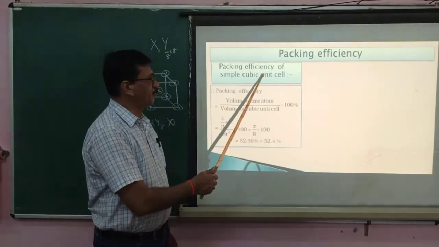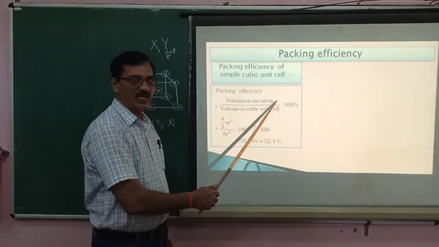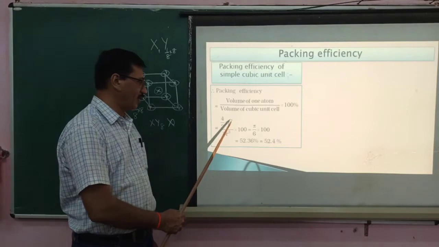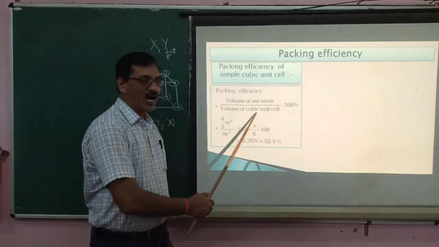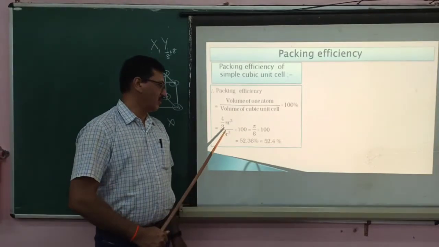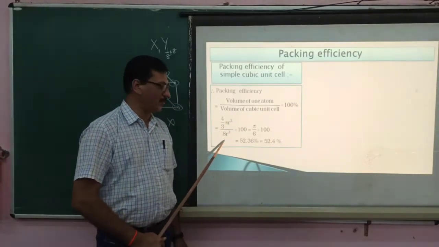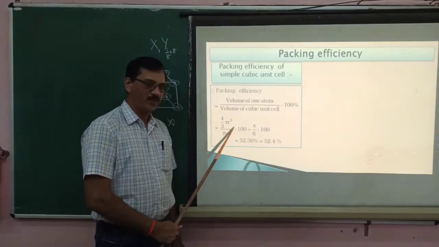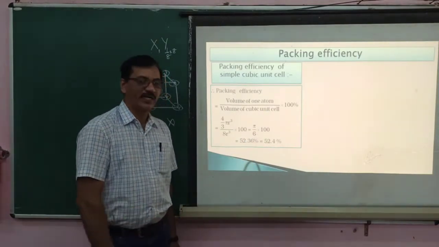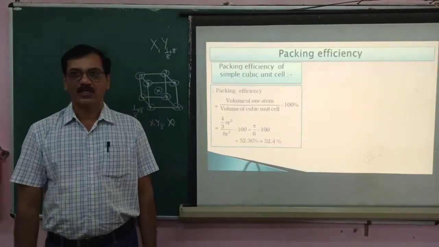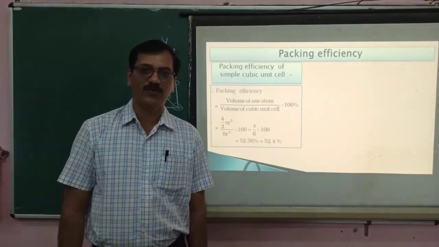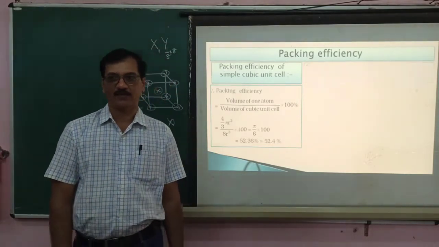Since it is simple cubic, the number of atoms is 1. So this is 4 by 3 pi r cube into 1, divided by the edge length. What is the edge length? A is here 2r. Therefore, 2r whole cube is nothing but 8r cube, into 100. If you simplify this by taking pi as 22 by 7, we get 52.4%. That means the simple cubic cell is 52.4% efficient.